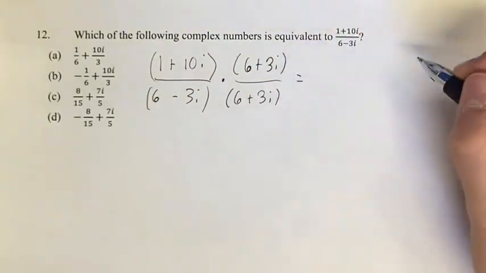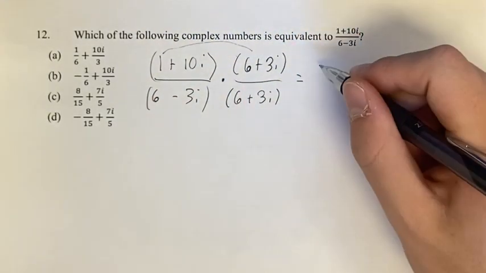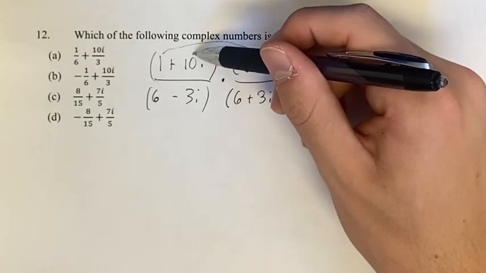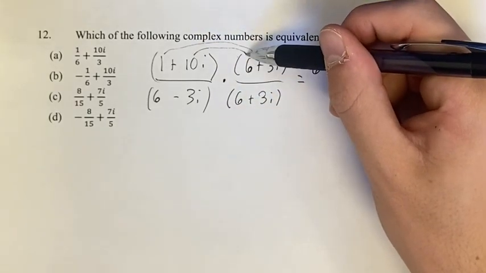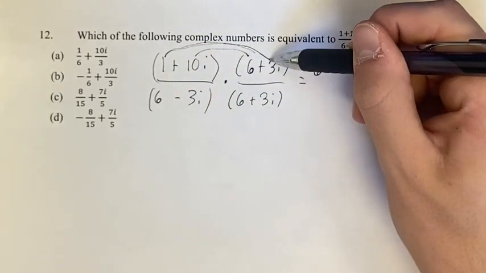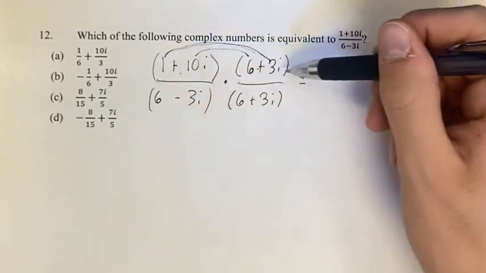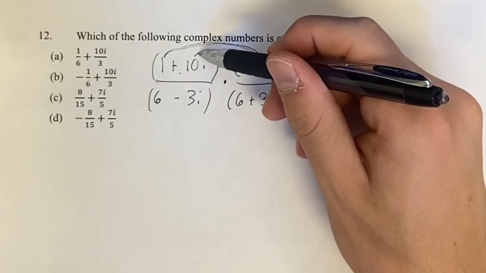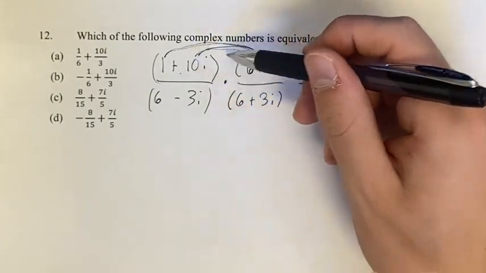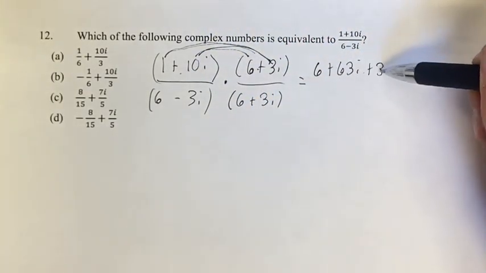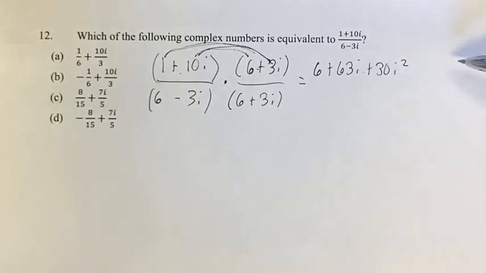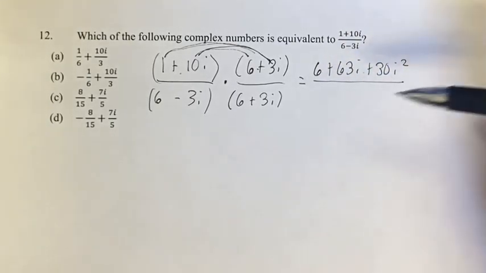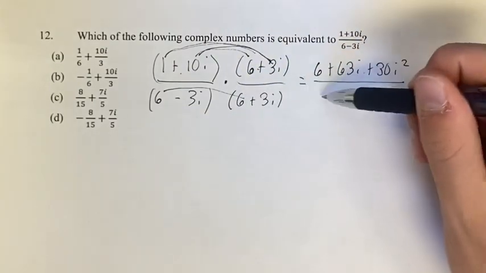And now we can distribute. So on top we have 1 times 6 is 6, plus 10 times 6 is 60i, plus another 1 times 3, 60i plus 3i is plus 63i. And this is plus 10 times 3 is 30i squared. Divided by 6 times 6 is 36.